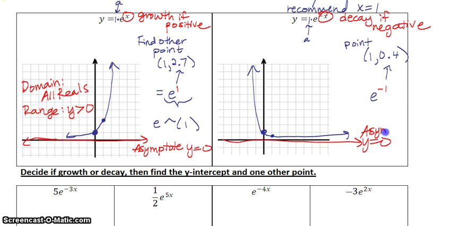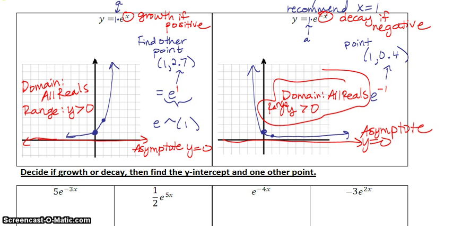And the domain and range are actually the same. So the domain is still all reals. And for the range, even though it's going the other way, all the y values are still above 0. That's what we're looking for. So y is greater than 0 still for my range.